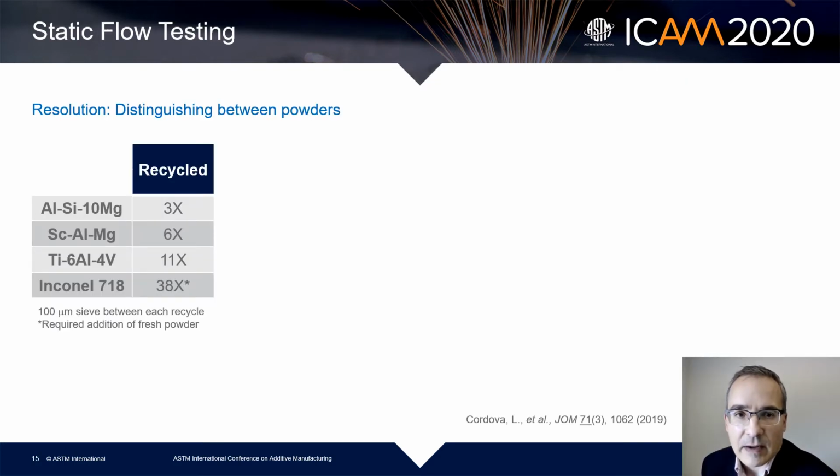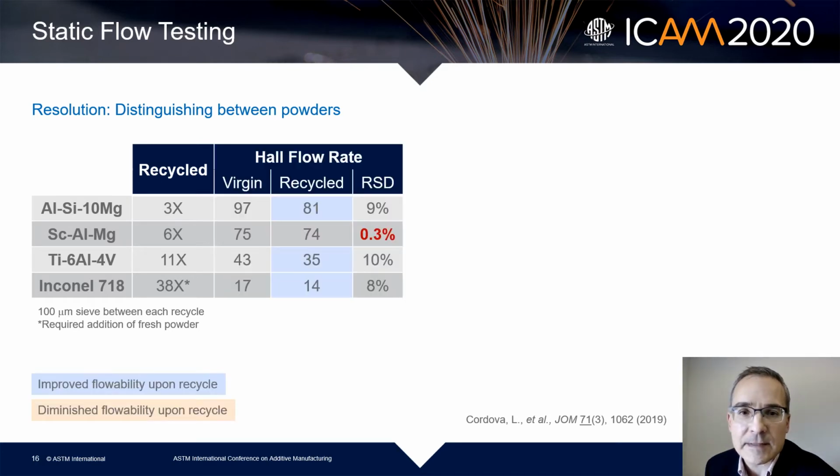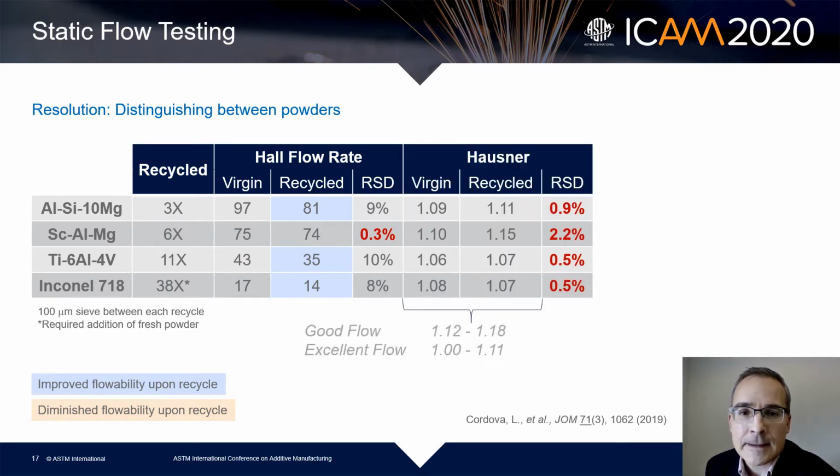Talk a little bit about the resolution of static flow testing. In this reference from last year, 4 different types of powders of different densities were recycled from 3 to 38 times. And we looked at the Hall flow rate, and you can see that the variation between virgin and recycled flow rates is pretty small, less than 10% in general. Still, that's within the detectability of the method in some cases.